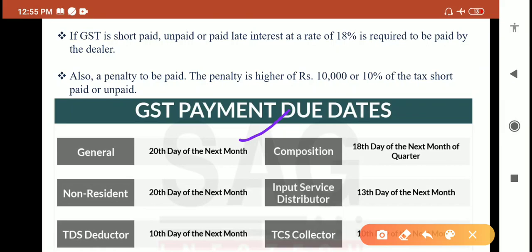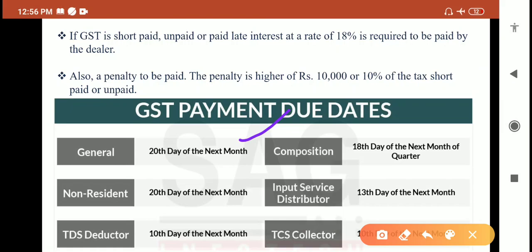And for TDS deductors, who deduct the TDS, and e-commerce traders, they have to pay the tax on the 10th day of the next month. For composition GST, it is the 18th day of the next month after the quarter, for every quarter. For example, 3 months completed is 1 quarter: April, May, June. After completion of June, in the month of July, on 18th July, they have to pay the composition GST.